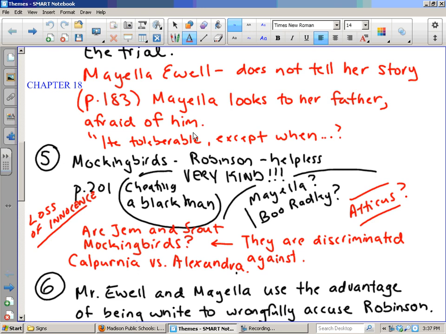Some students argue, as you've argued here, that Jem and Scout, in fact, are mockingbirds. They are discriminated against. Perhaps Calpurnia is a mockingbird because of the flak she takes from Aunt Alexandra. We spoke in great detail about the loss of innocence that the children experience. And in many ways, children here are mockingbirds. They are helpless and harmless, but the world of the child, their bubble, is being burst, if you will.